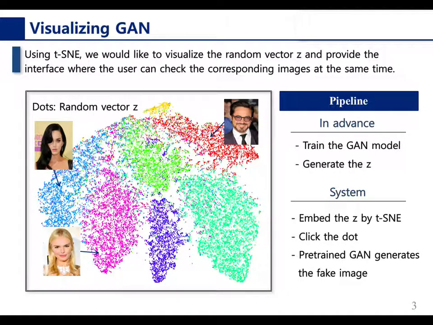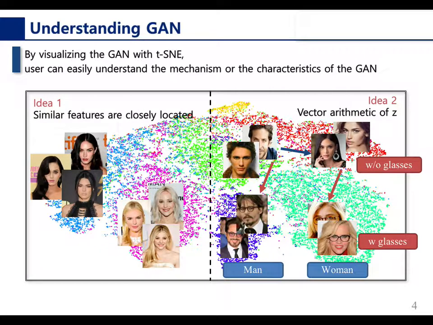Firstly, we embed the random vector G, which is a high dimensional vector, into the 2D space. Then, using the high dimensional vector G, we generate the fake image, and the GAN shows that image on the scatter plot. So actually, we do not directly embed this image. Instead, we embed the high dimensional vector G. Is that for your question?